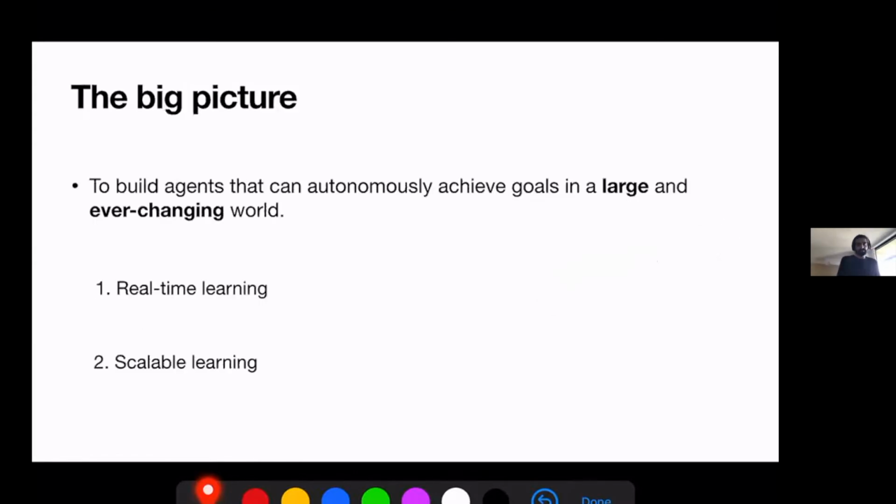So my really big goal is to build agents that can operate in large and in ever-changing worlds. And there are two components that I think these agents absolutely must have. One is that they must learn in real time, and the other is that the learning algorithm they use must be scalable. So what do I mean by real-time learning?